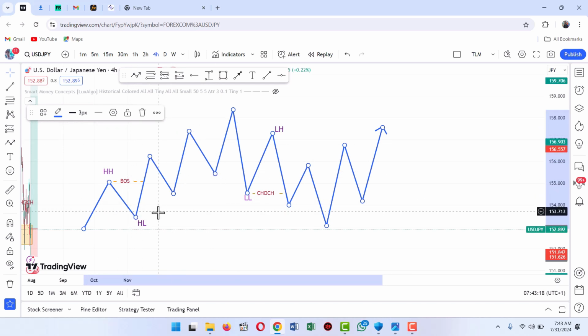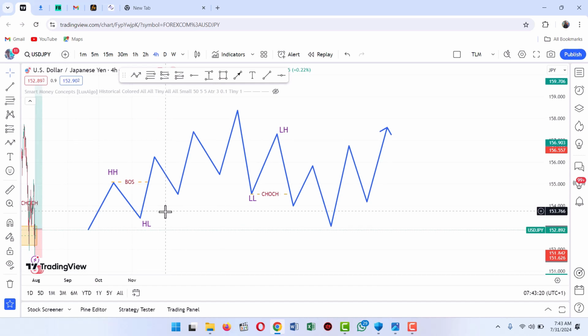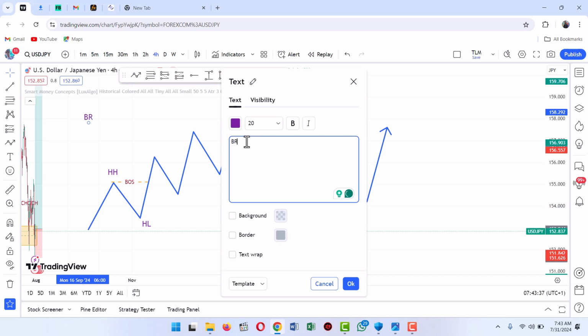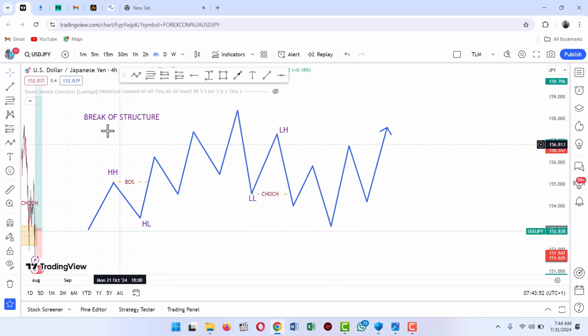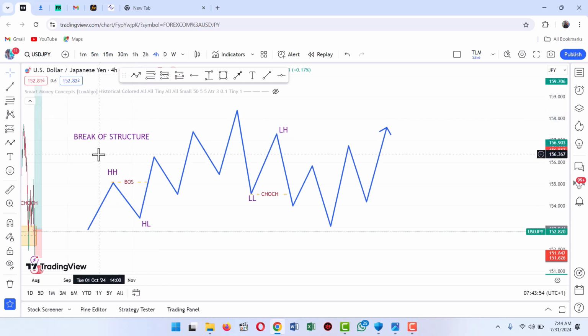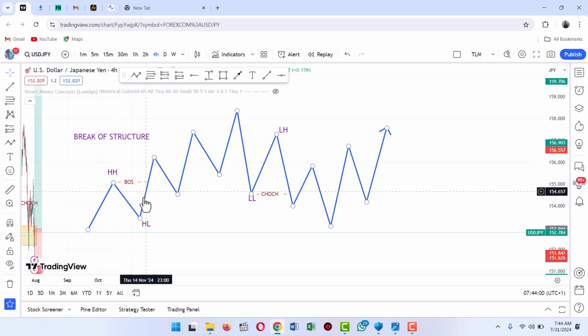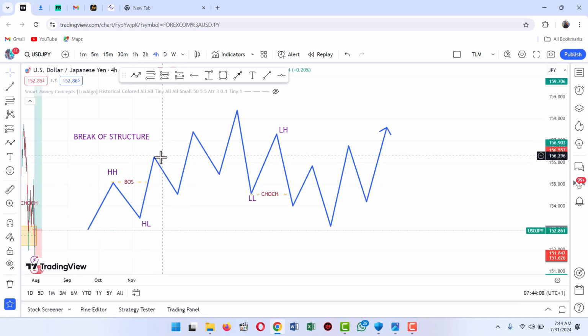Now in ICT, there's something called break of structure, BOS. Break of structure simply means that price breaks above a swing high. So for example, in this particular case, you can see that this swing high here was broken, right? Price broke from this swing low and broke above this former swing high. This new swing high, price from this swing low broke above this former swing high.